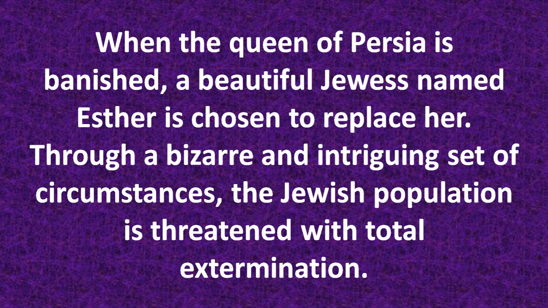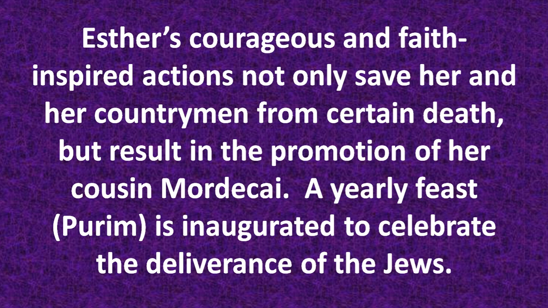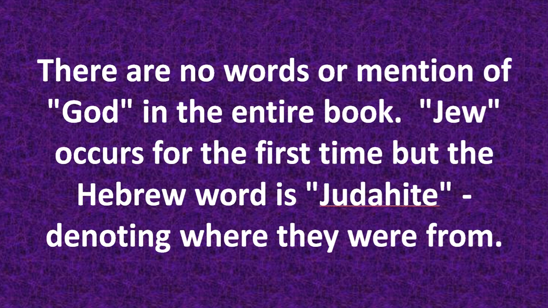When the queen of Persia is banished, a beautiful Jewess named Esther is chosen to replace her. Through a bizarre and intriguing set of circumstances, the Jewish population is threatened with total extermination. Esther's courageous and faith-inspired actions not only save her and her countrymen from certain death, but result in the promotion of her cousin Mordecai. A yearly feast, Purim, is inaugurated to celebrate the deliverance of the Jews.